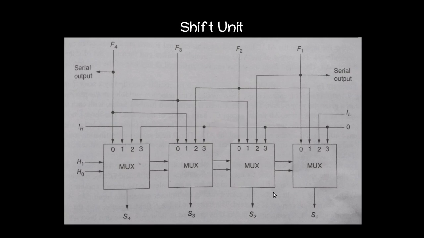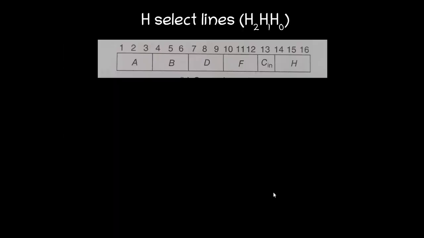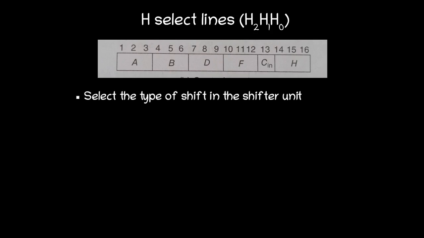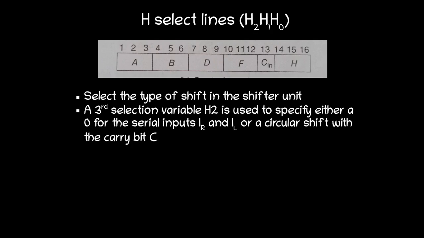This was our previous design, but in this design we have included one more select line. H select lines, we have 3 bits, to select the type of shift in the shifter unit. A third selection variable H2 is used to specify either serial inputs IR, IL, or a circular shift with the carry bit C. So we can perform circular shift operation also in this case.